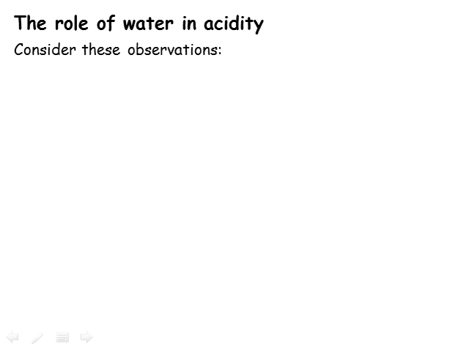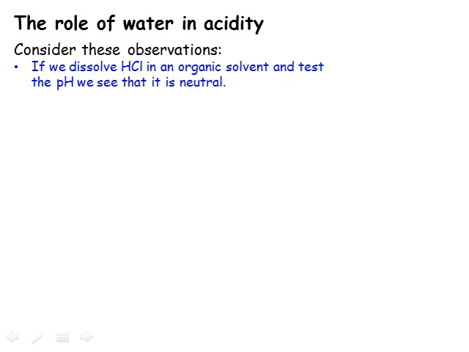It is important to appreciate the role that water plays in acid behaviour. Remember, acids require H+ ions, and these are produced when the acid molecules are dissolved in water. We can illustrate this through a series of experimental observations using hydrogen chloride molecules. Hydrogen chloride has the formula HCl, the same as hydrochloric acid, but hydrogen chloride is a gas at room temperature.